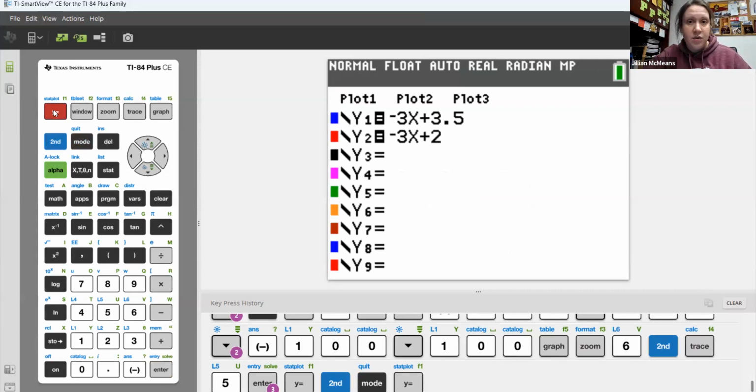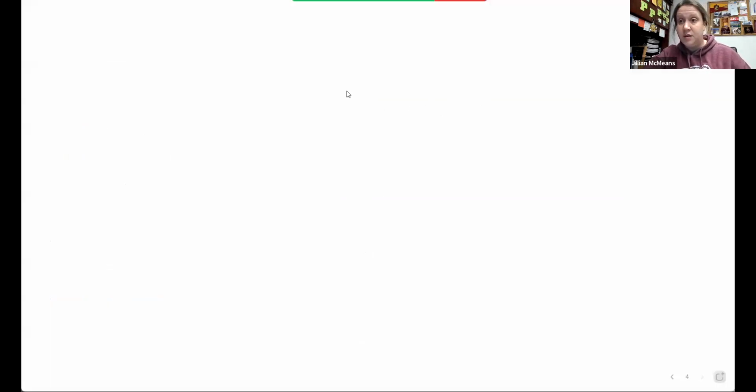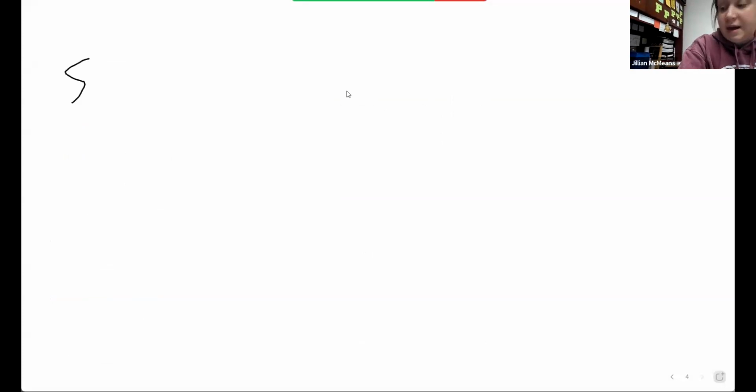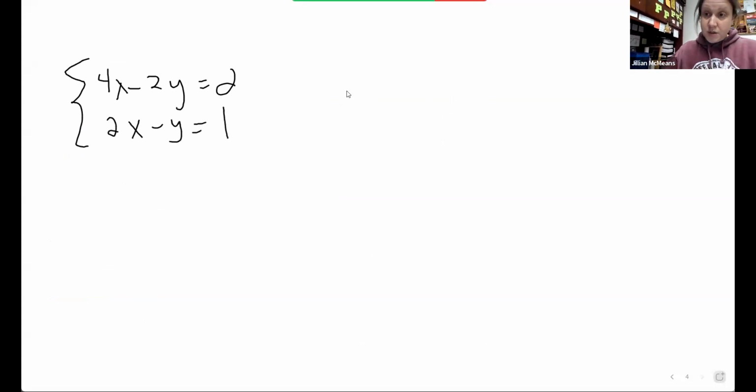And then one other thing, let's go back to the whiteboard. So there's a second type of system where every point on the lines intersects. Let's say that we have 4x minus 2y equals 2, and 2x minus y equals 1. Both equations need to be solved for y, and you'll notice something when we solve these equations for y. You'll notice it right off, but we're going to do the whole process.